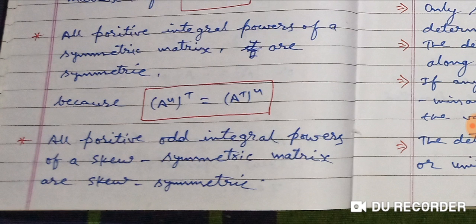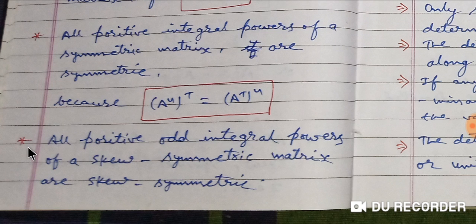Now, coming to the next property, this says that all positive integral powers of a symmetric matrix are symmetric. Actually, let's suppose that A is a symmetric matrix. Then all the positive integral powers of this symmetric matrix A will be symmetric, because we have just learned a property that if we raise A to the power n and find its transpose, then this will be equal to A transpose raised to the power n. You have to remember this property.